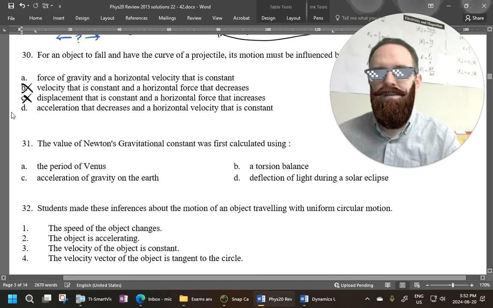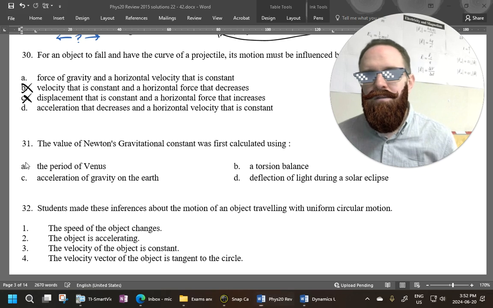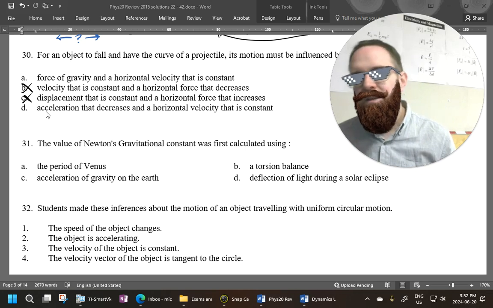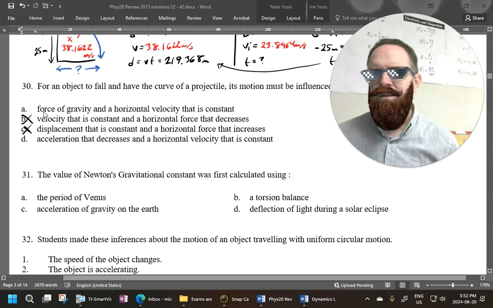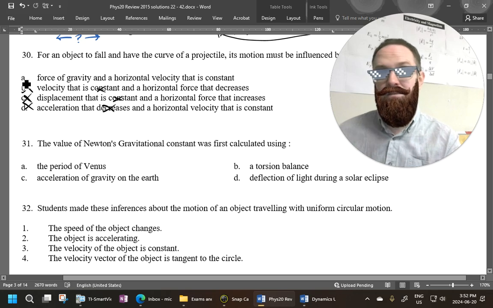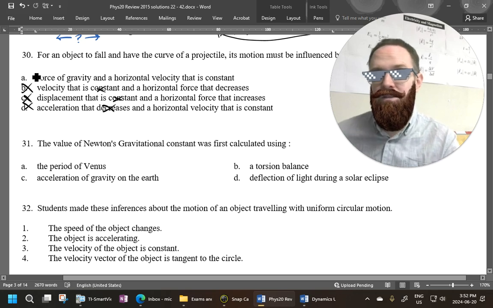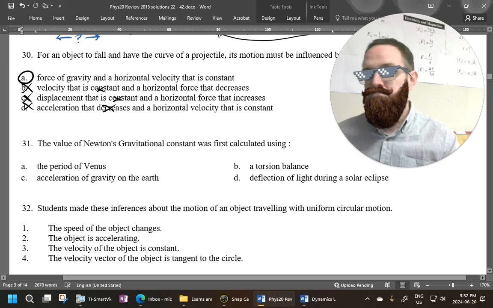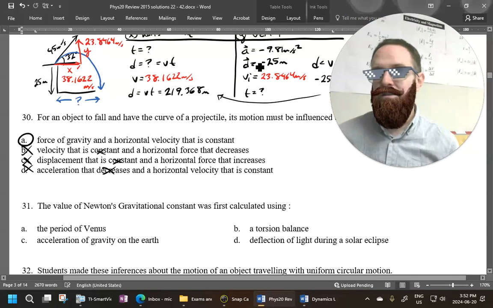Acceleration is not changing, right? So acceleration stays the same. It always stays at 9.81. So it can't be that one. So this doesn't make any sense. That doesn't make any sense. That doesn't make any sense. So a nice constant force of gravity, and the horizontal velocity has to remain constant, just like we had up here. We had a nice constant acceleration, 9.81, and the horizontal side stayed nice and constant, right? There's no acceleration there.